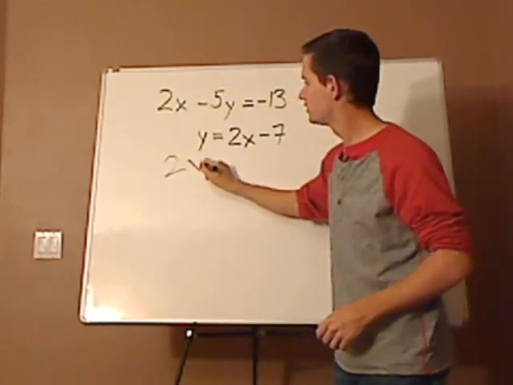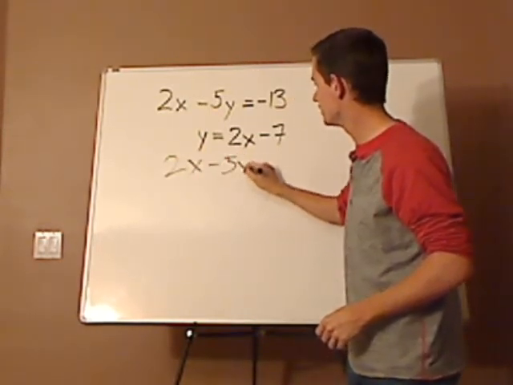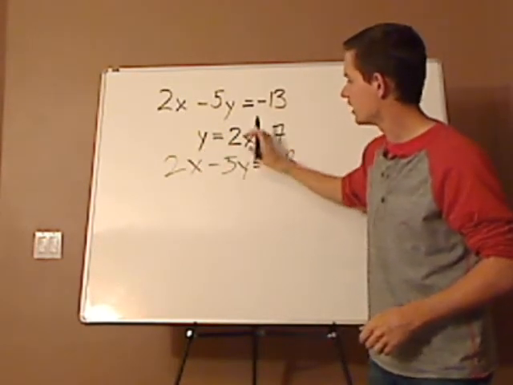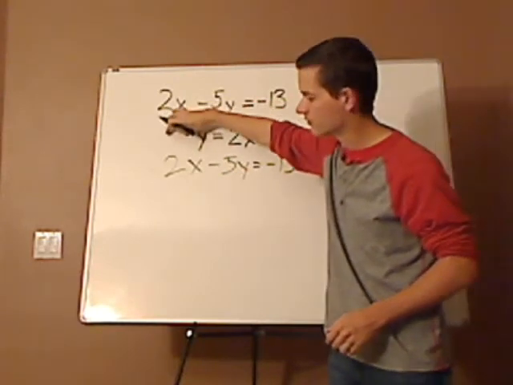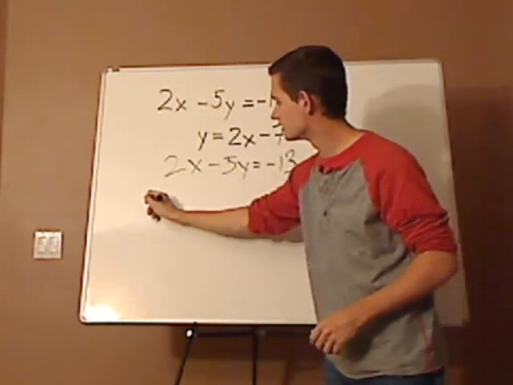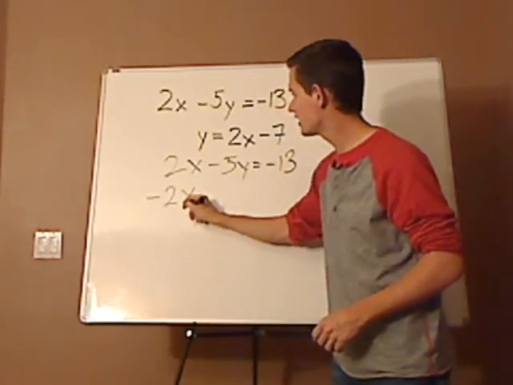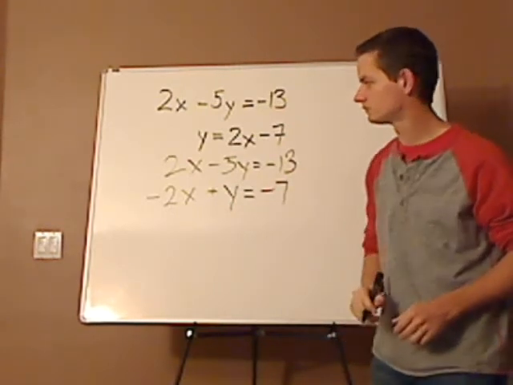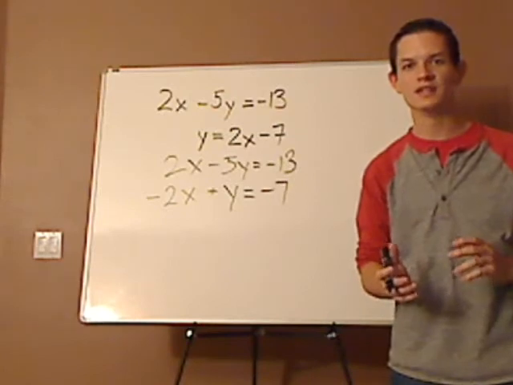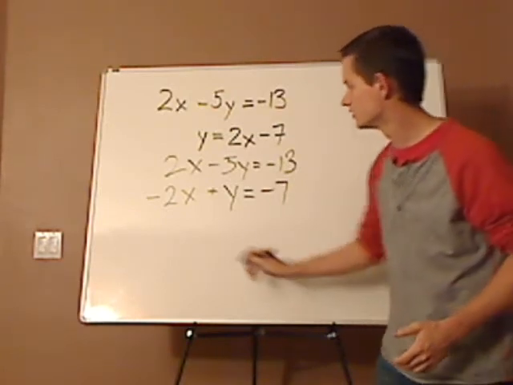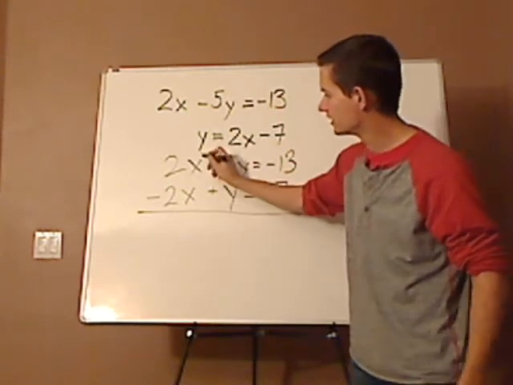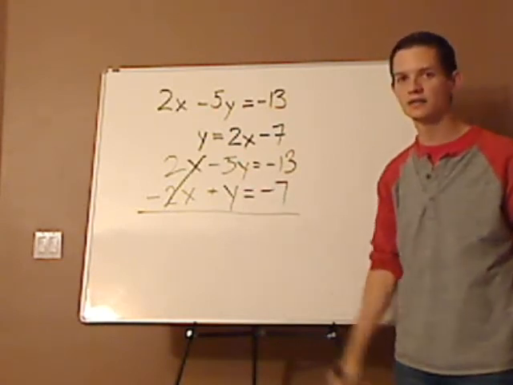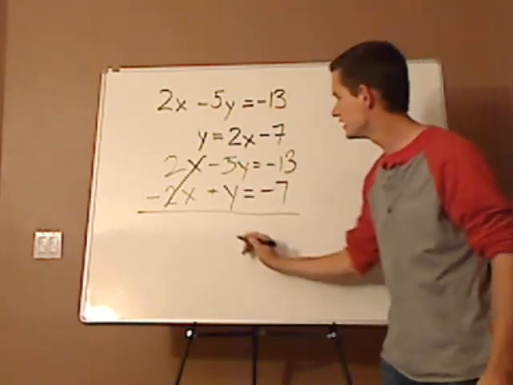I'm going to rewrite this equation. So I have 2x minus 5y equals negative 13. And then I'm going to rewrite this one. I'm going to move this 2x over to the other side. When I do that, it changes the sign. So I have negative 2x plus y equals negative 7. Now, let's see what we get when we add the two equations together. When I add the two equations together, the x's cancel out. Negative 5y plus y gives you negative 4y.